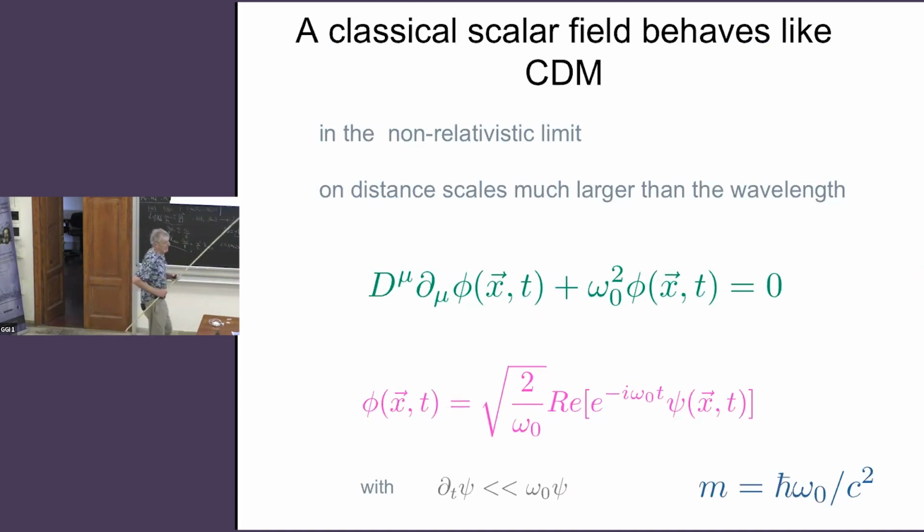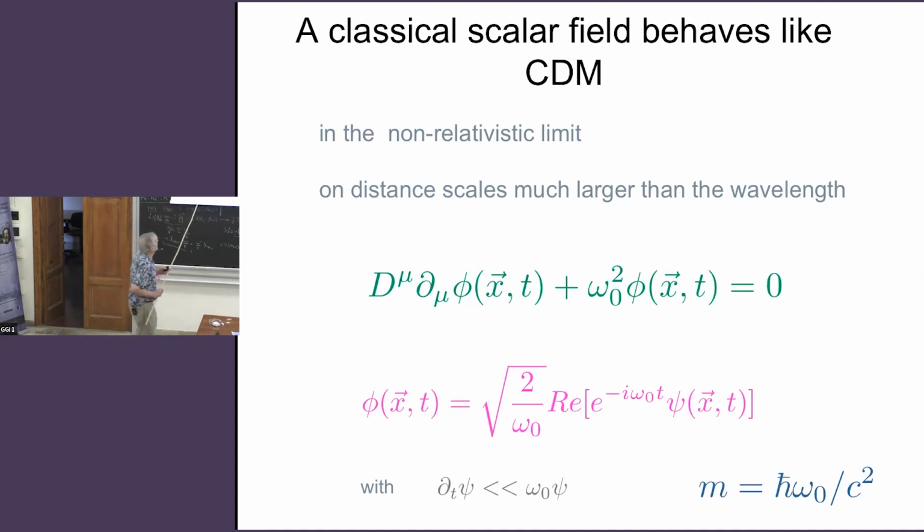Now, if you have axions, it's highly degenerate, and therefore you would think it behaves like a classical field. So you may ask, does it have the correct properties? It turns out that yes, it does, in the non-relativistic limit and on distance scales much larger than the wavelength. This goes back to Newton and Huygens. You could not tell who is right unless you can resolve the wavelength. And that's true here too.